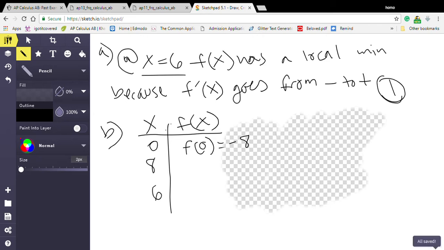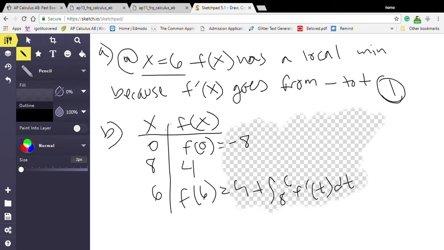We don't need the same process for f of 8, because f of 8 is given to us. f of 8 we know is 4, and for f of 6 we use the same process and get 4 plus the integral from 8 to 6 of f prime of t dt. We're going to change this too, so we're also going to change the sign.